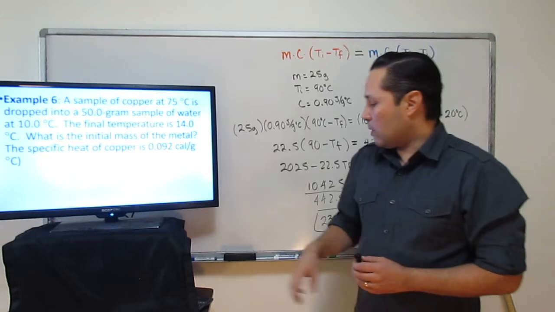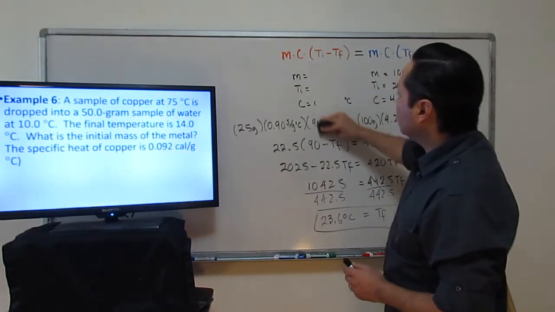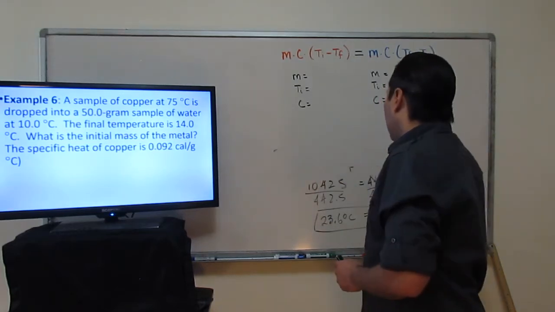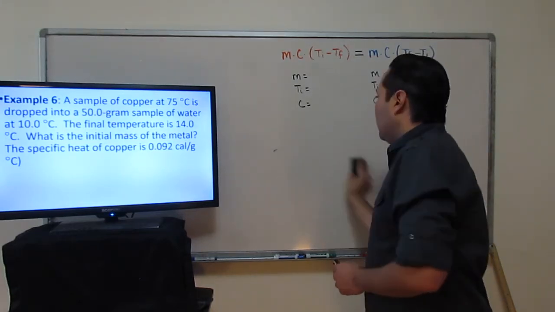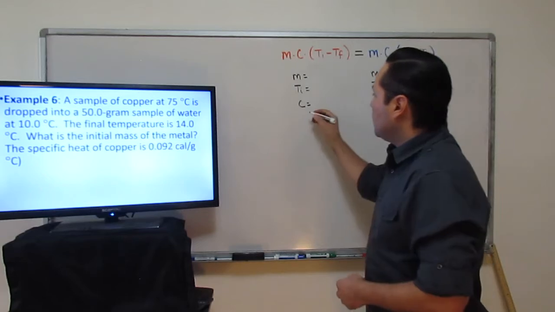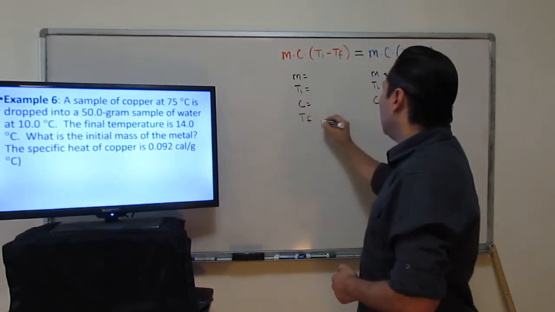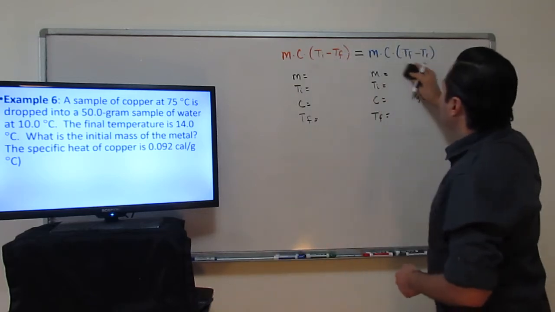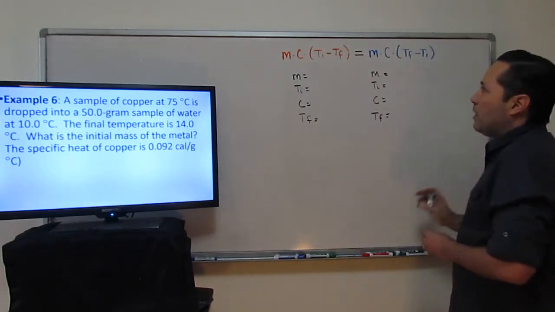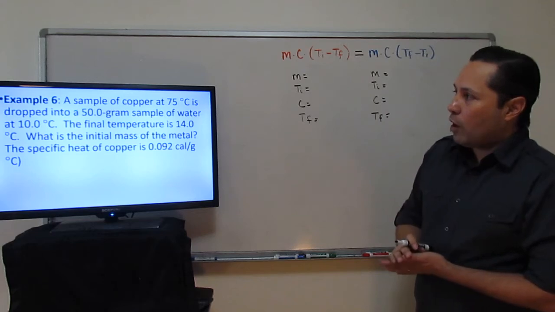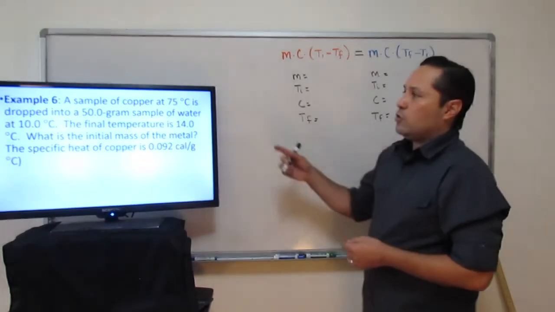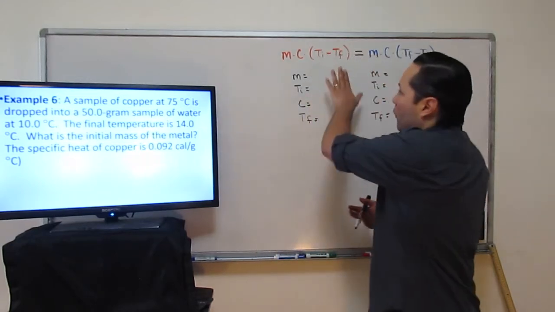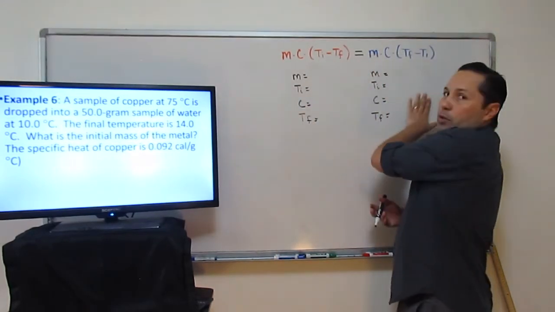All right, so let's write all of these values down first of all. I do have to add one more line because we are given the final temperature. So I'm going to write TF here and TF over on this side. So there we have it. A sample of copper at 75 degrees Celsius is dropped into 50 grams of water at 10. Who is the warmer one? The copper is. So I'm going to put all information for the copper on the left. The water is going to be on the right.